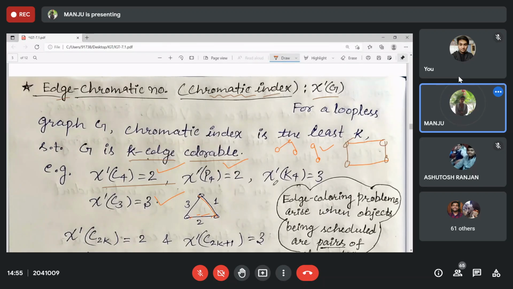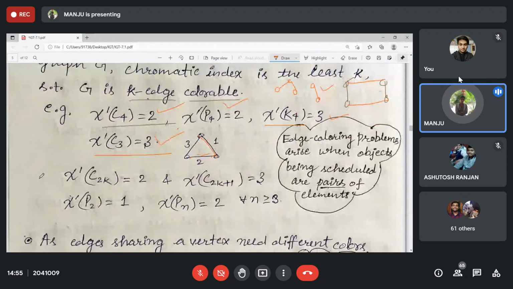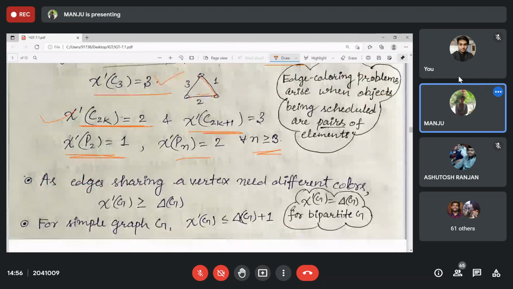For K2 also 1. For K4 it is 3. For C3, 3. In general, for an even cycle it is 2, and for an odd cycle it is 3. And for P2 or K2 it is 1. For Pn, for all n greater than or equal to 3, you have 2. Clear?